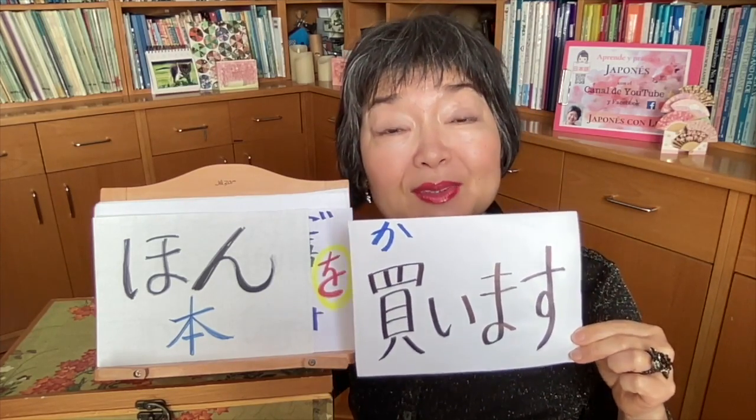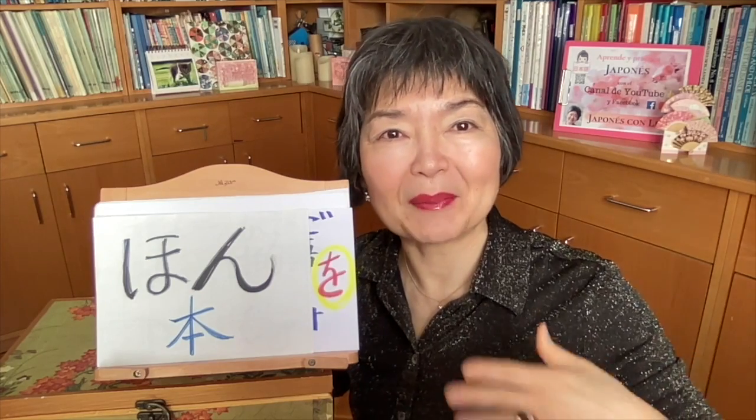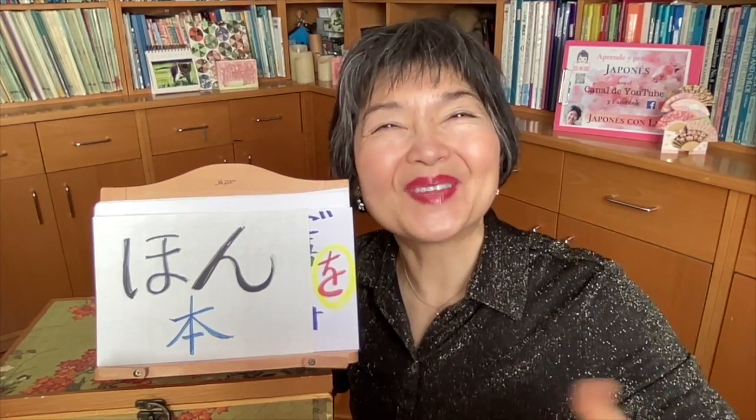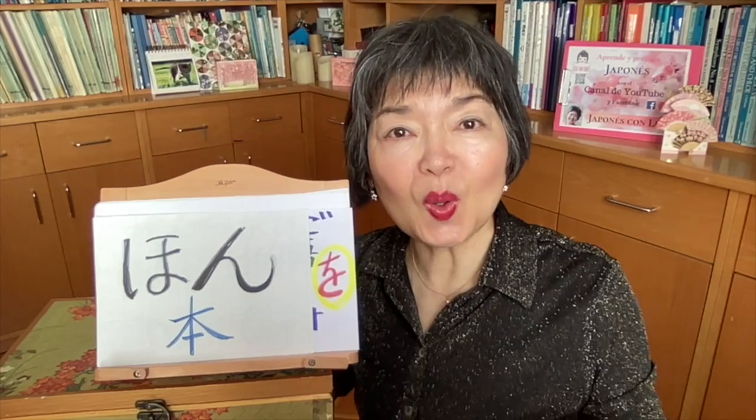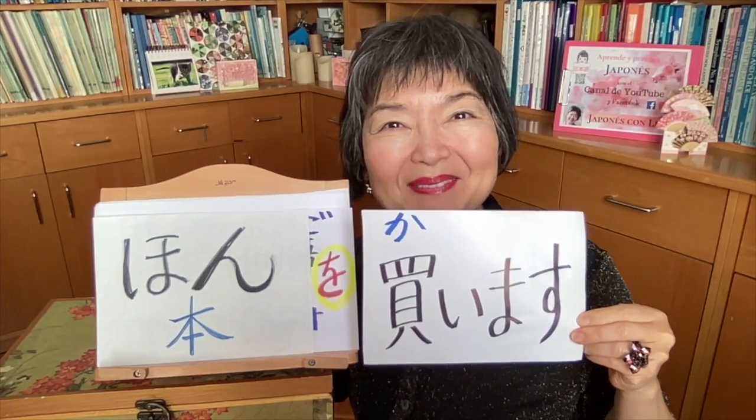But on many occasions, 私は you can omit, because we know you are talking about you. So 私は you can omit it. 本を買います。So in Japanese, when you see something with this particle を, it means this something is always a direct object. Another thing, the direct object can be the subject of the passive sentence.